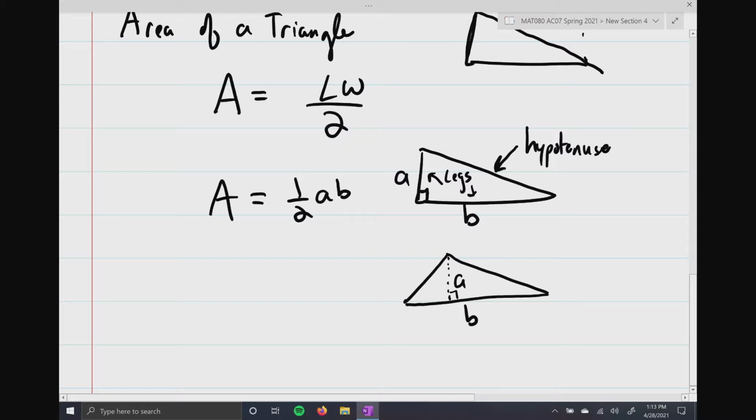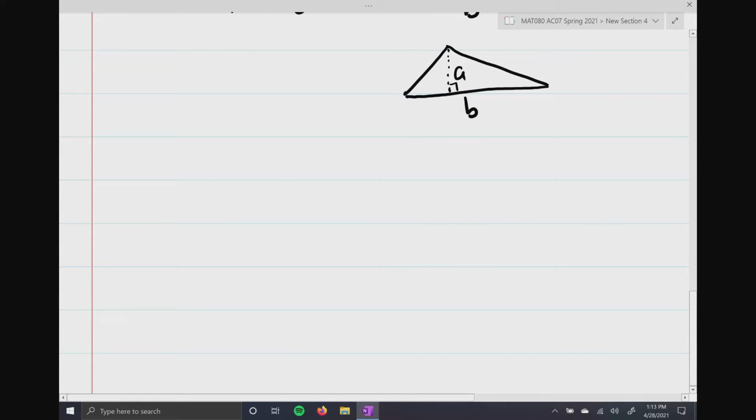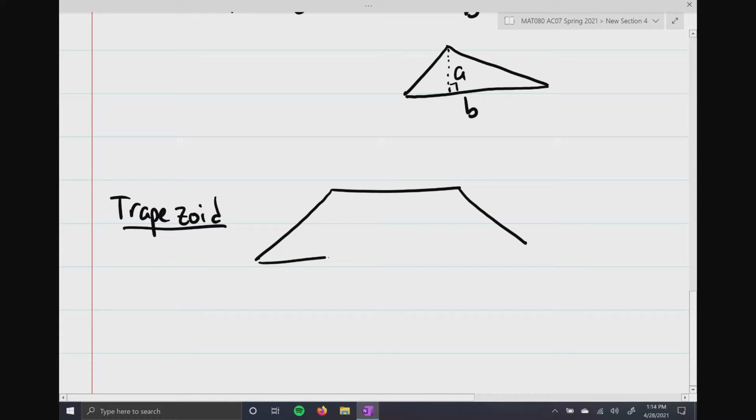All right, I'll give you 2 more formulas, and then we're just going to use them to calculate some areas. And then we'll take our quiz. So, next one would be a trapezoid. A trapezoid looks like this, where you have base 1 and base 2. Base 1 is going to be the longer side. Base 2 is the shorter side. And that line represents the height of the trapezoid.